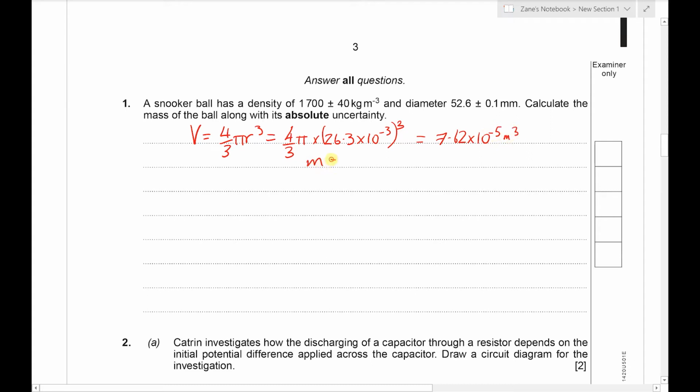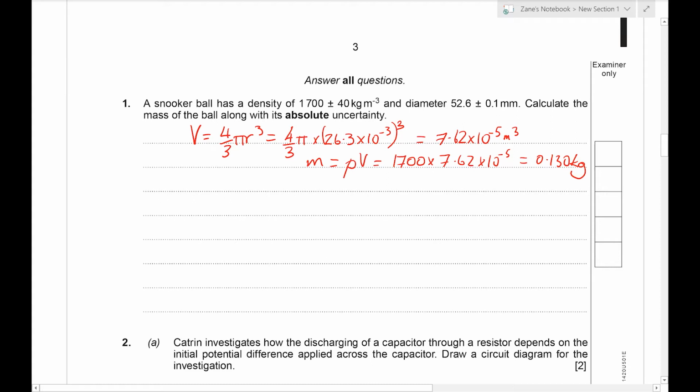To find the mass, we can multiply the density by the volume. 1700 times the 7.62 times 10 to the minus 5. And that will give us 0.130 kilograms.